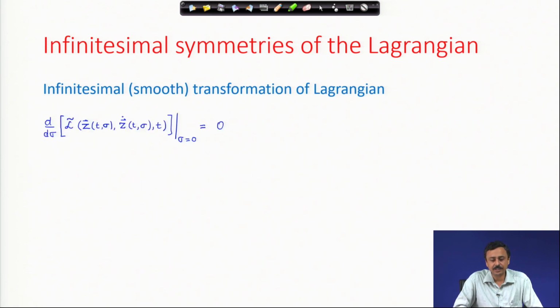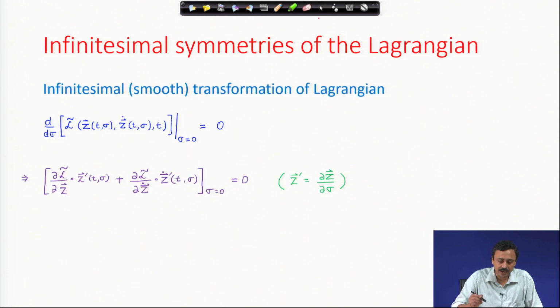This is our definition of symmetry under an infinitesimal transformation. We are saying that if I make an infinitesimal change in my transformation around sigma equal to 0, my Lagrangian is not changing. In that case, we say that the Lagrangian is symmetric under that infinitesimal transformation. Now, why are we discussing this? Why are we interested in these kinds of transformations under which the Lagrangian does not depend on sigma, the smooth parameter?